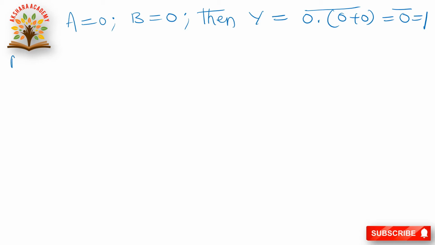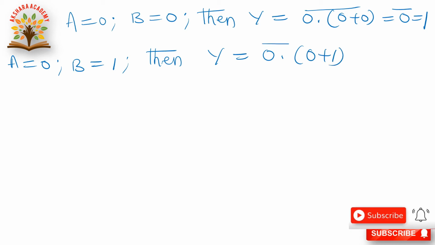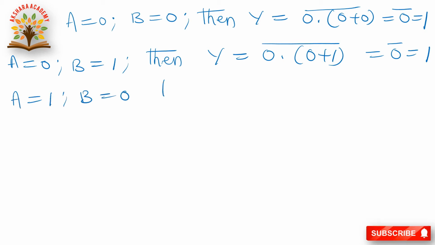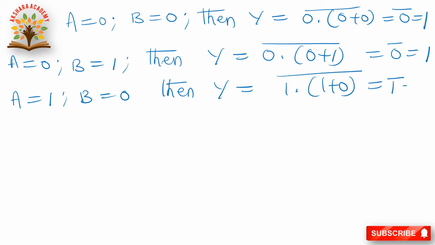Next, second situation, A is equal to 0, B is equal to 1, then Y is equal to 0 dot (0 plus 1 bar), so that is equal to 0 bar, that is equal to 1. Third situation, A is equal to 1, B is equal to 0, then Y is equal to 1 dot (1 plus 0 bar), so that is equal to 1 bar, that is equal to 0.